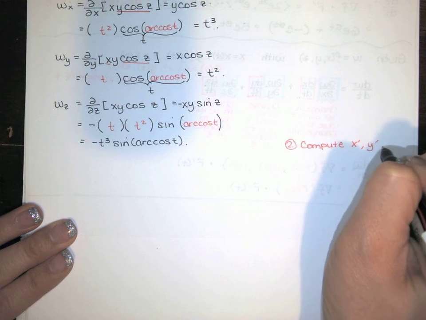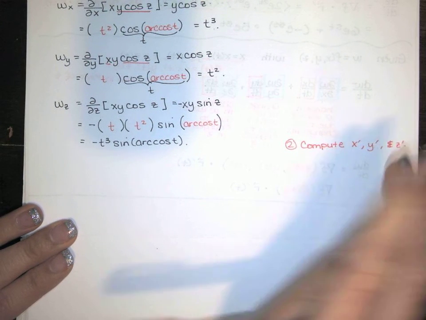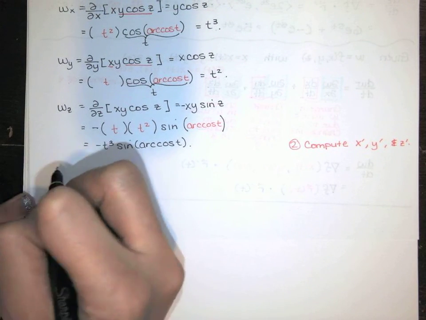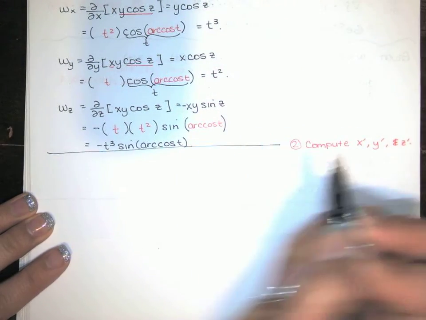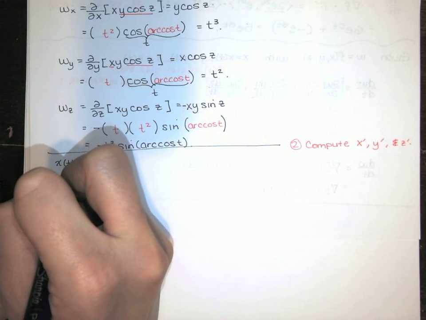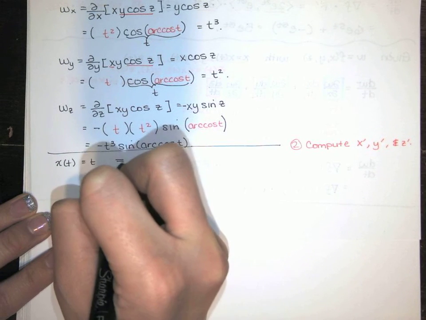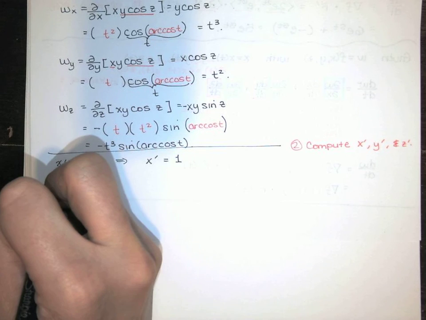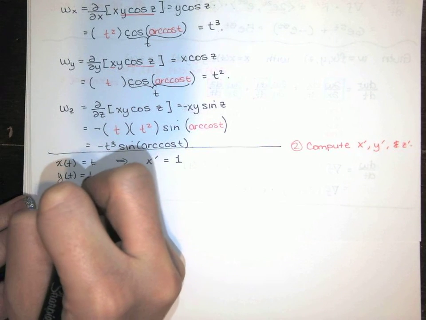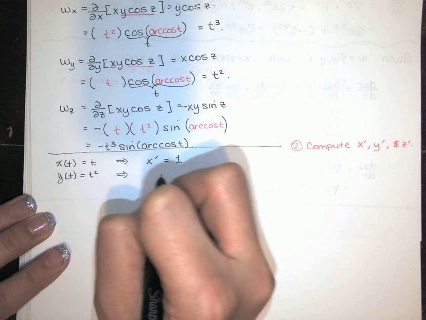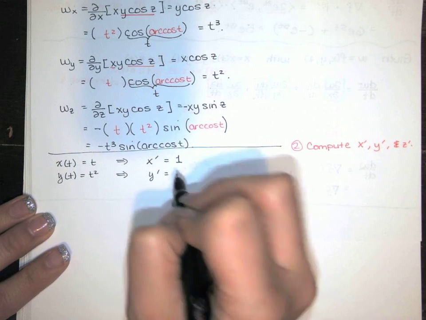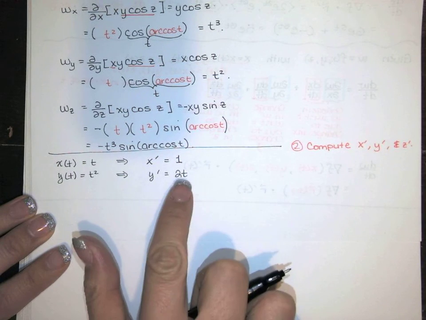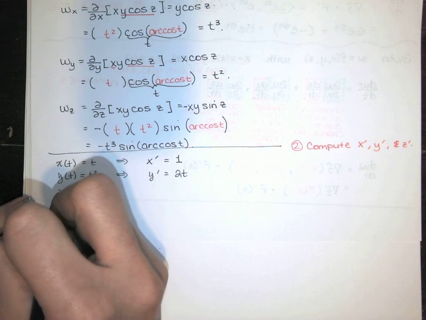I'm going to call those x prime, y prime, and z prime because it's shorter. So for this part, I take my x of t, which is just t. Derivative of t is 1. Take y of t, which was t squared. Derivative of t squared is 2t. So I bring my power down, I multiply by t to the 1 less power.